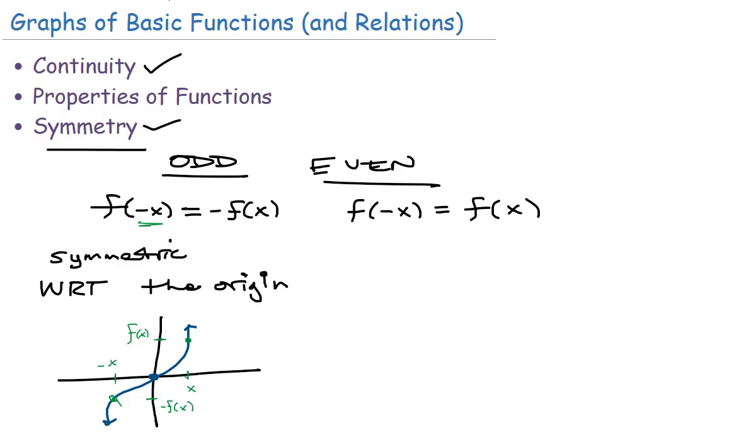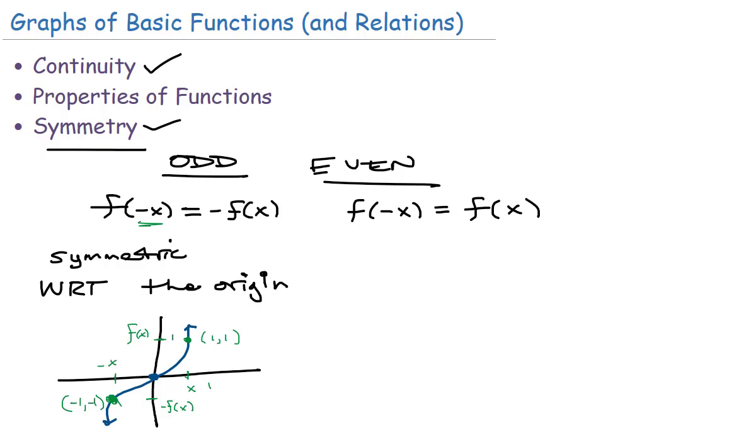So if you need some numbers on here, if we had something like 1, 1, that would be my point on this graph. If it's odd, if it has symmetry with respect to the origin, then the point negative 1, negative 1 would also be a point on the graph. So if 1, 1 was a point on the graph, then negative 1, negative 1 would also be a point on the graph if it's odd.